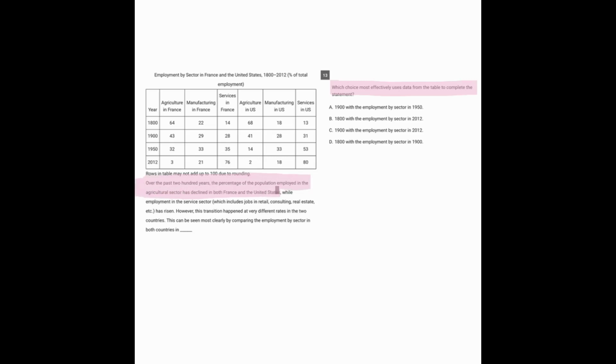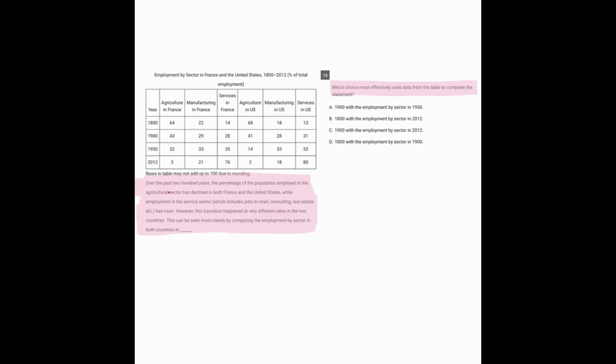declined in both France and the US, while employment in the service sector, which includes jobs in retail, consulting, real estate, etc., has risen. However, this transition happened at different rates in the two countries. This can be seen most clearly by comparing the employment sector in both countries in which 2 years, because we're seeing pairs of years.